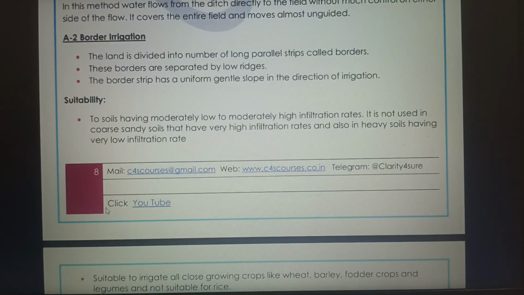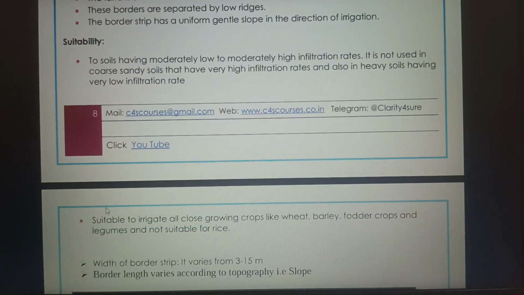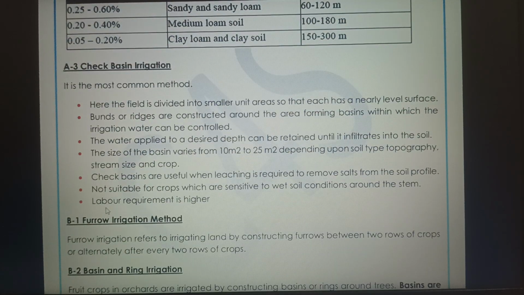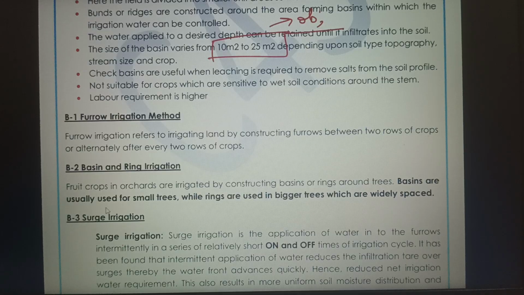So wild irrigation, water irrigation, okay. Check basin is the most common method of irrigation. I have given the certain size of the basin also, you can remember, this can be asked in an objective. The size of the basin is 10 meters square to 25 meters square. Next, the partial methods: furrow irrigation methods are there, basin and ring are there. Basins are usually for small trees, while rings are used for bigger trees. Okay? This you can remember.